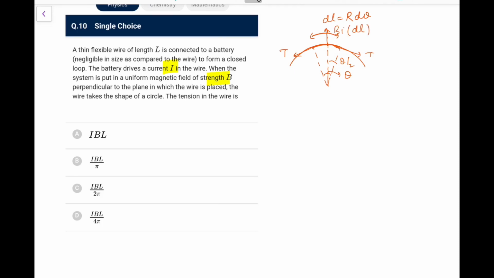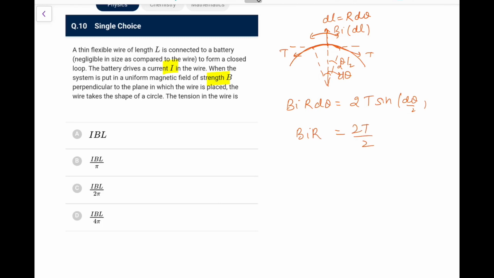So what we have, BI into R d theta, would be equal to, if I take the components, these would be sine components, so 2T sine of d theta by 2. Because it is small, I can write sine theta as theta, so theta cancels. So BIR is equal to 2T by 2.